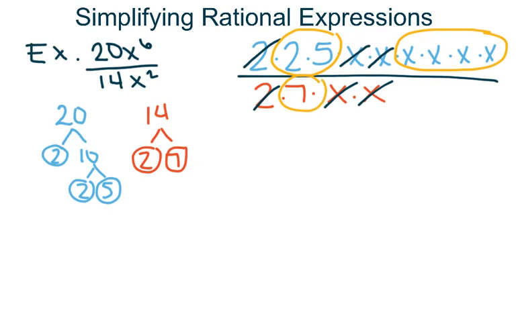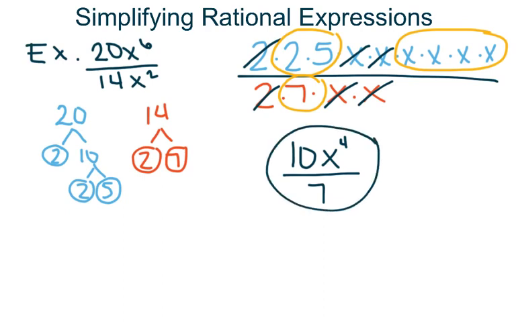And so we're just going to multiply anything back together. 2 times 5 is 10, of course. If you have x times x times x times x, remember that's 4 x's, so we just write x to the 4th. And on the bottom you have a 7.